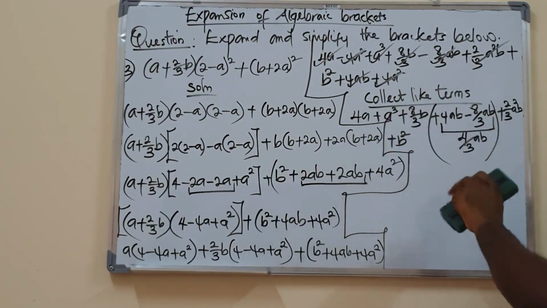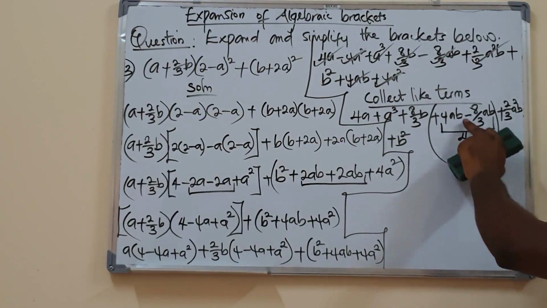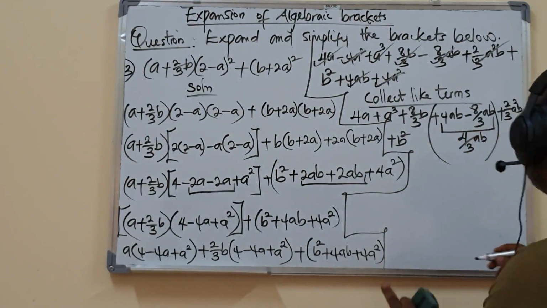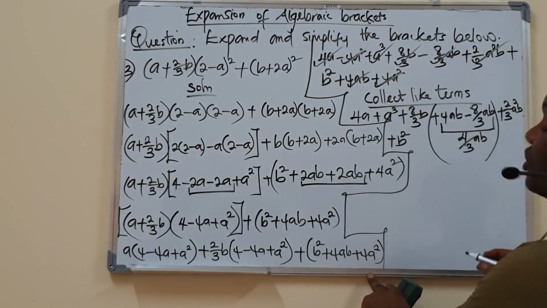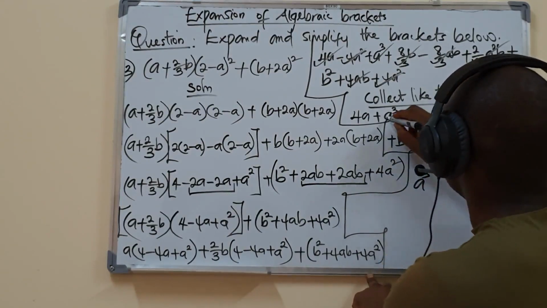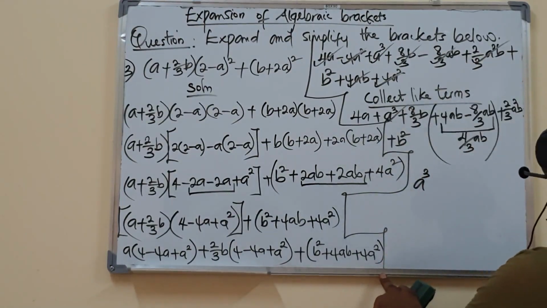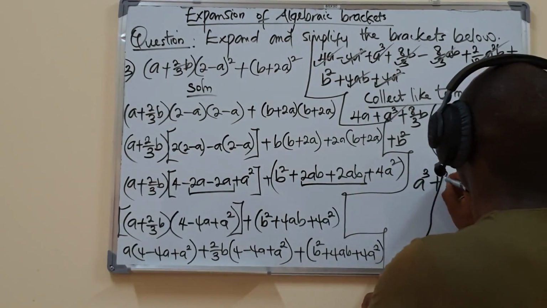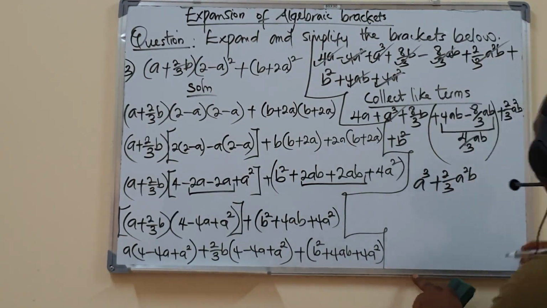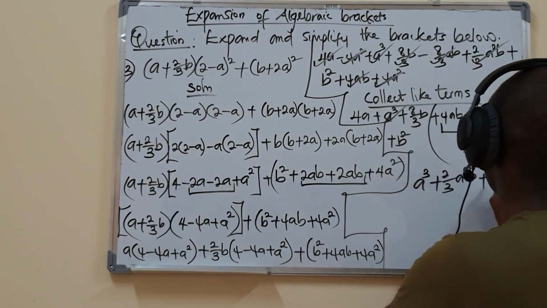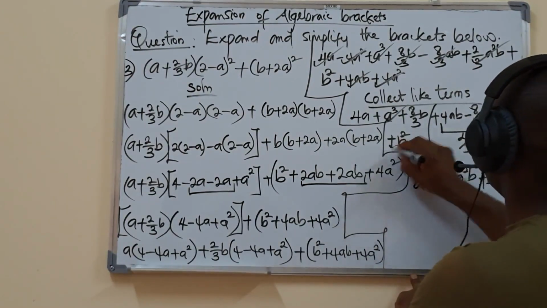Therefore, I'll rewrite my final answer having this in mind. Let me try arranging it according to their power. So I'll bring down a cube first. Let me check for things bearing squared. I have add 2/3 of a squared b. I'm done with that. The next thing I have is the b squared, so plus b squared.